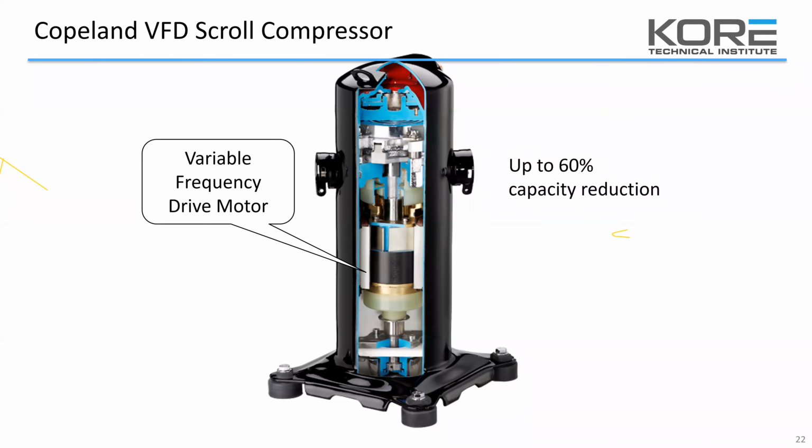So here we show we could have up to a 60% capacity reduction. And a note here that it is used on heat pumps. So you'll see these on systems that are singular, just a single system. Very small throttling range, very fixed load range.